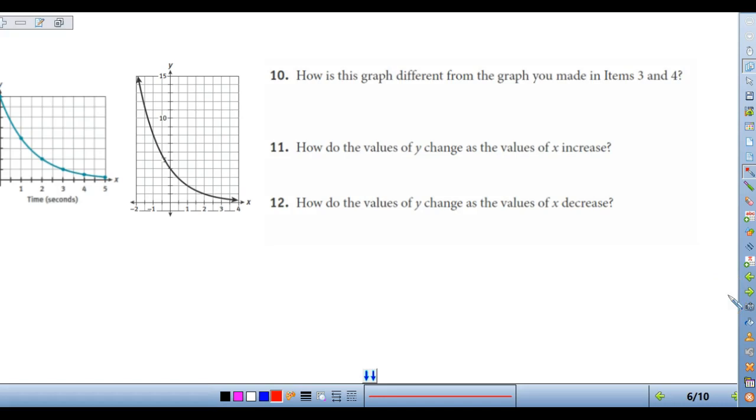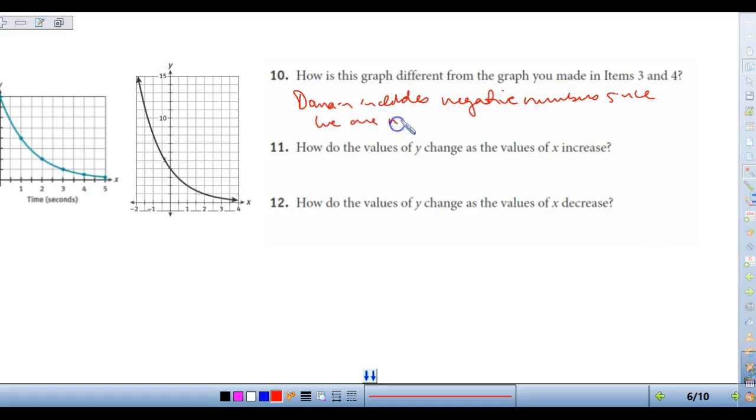How is this graph different from the graph you made in items 3 and 4? The domain includes negative numbers, since we are not restricted by time. And otherwise, it's pretty much the same.